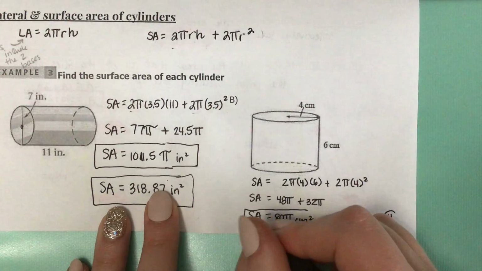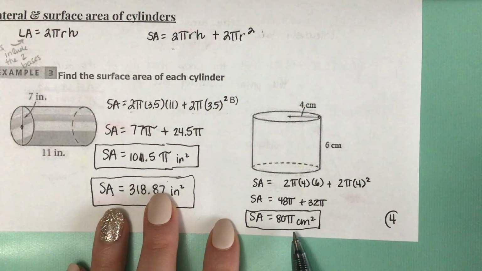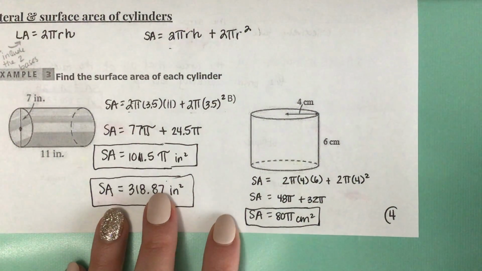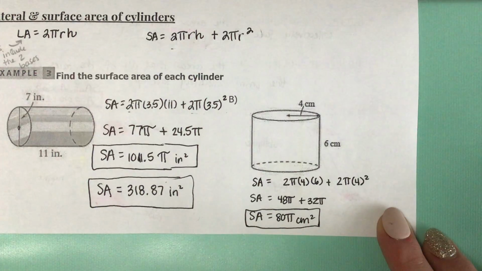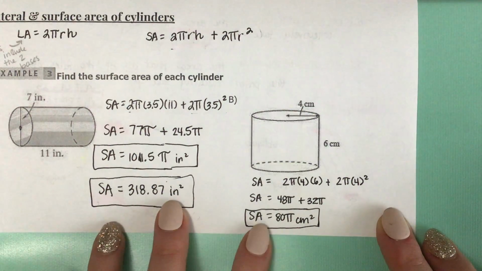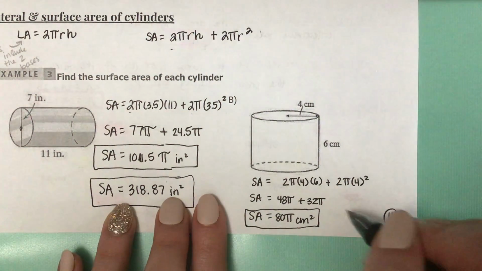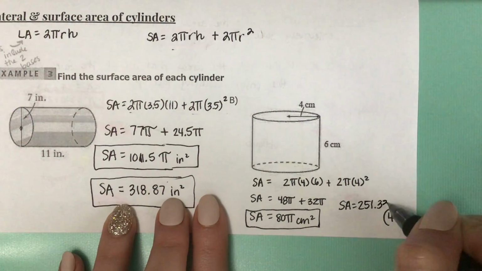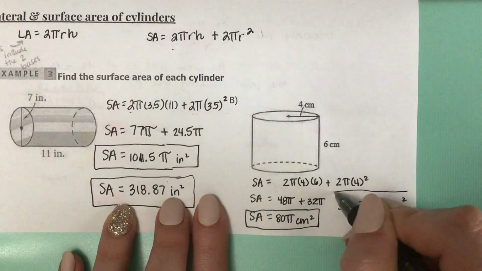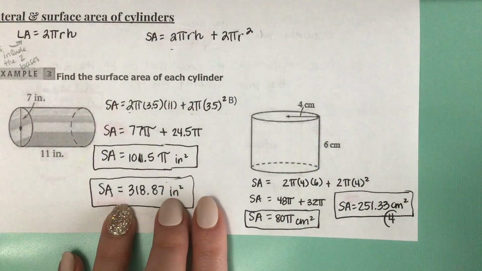Now, if we wanted to leave it in terms of pi, then this would work. And sometimes your directions will tell you to do that, and sometimes it won't. You'll just have to read your problem individually. And then if we want to get it out of terms of pi, we just take 80, multiply it by pi, and then we're going to get 251.33 square centimeters. And there you have it.